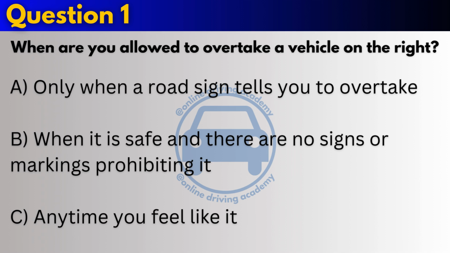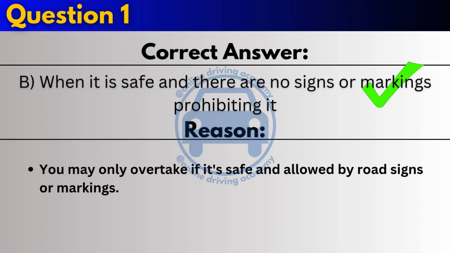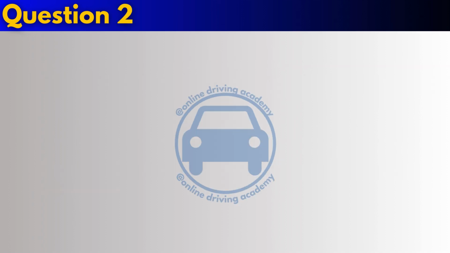With option C, it says anytime you feel like it. Obviously we know that's incorrect because you cannot just overtake whenever you feel like it, right? That's going to be very dangerous. The only possible correct option here is going to be option B, when it is safe and there are no signs or markings prohibiting it. Now you may only overtake if it's safe to do so and it's allowed by road signs or markings.